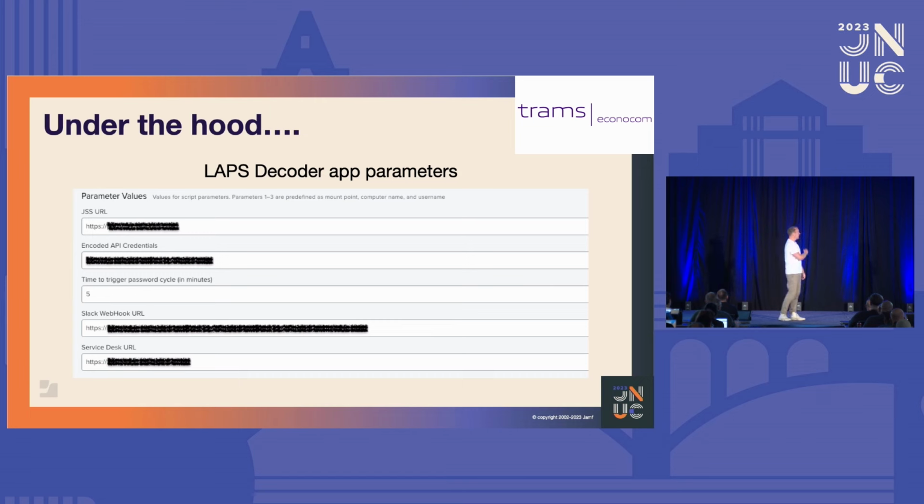So again, we've got Slack URL for your notifications, and you'll see the one down the bottom, service desk URL. So on the Slack notifications, there is a challenge request button, which we'll see a little bit later. But basically, you can link that to your help desk, to your service, to your ticketing system, and just raise a challenge as to why this password has been viewed.